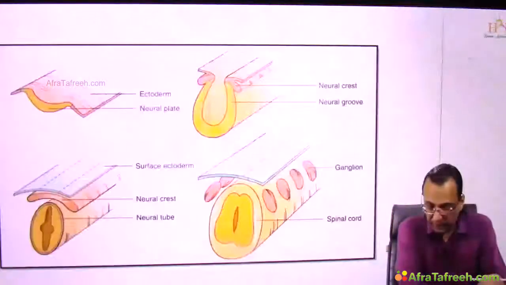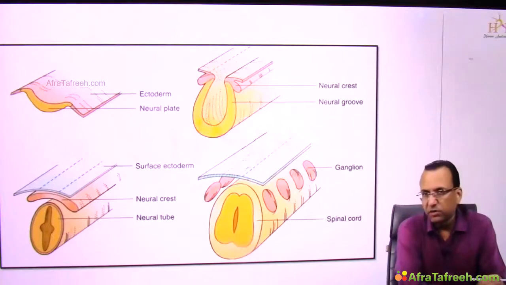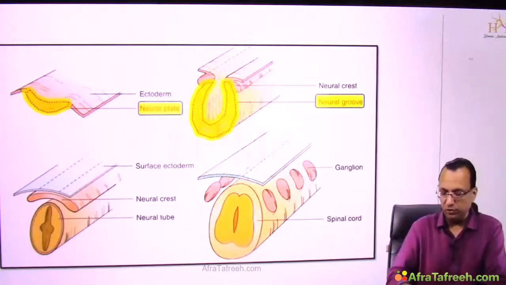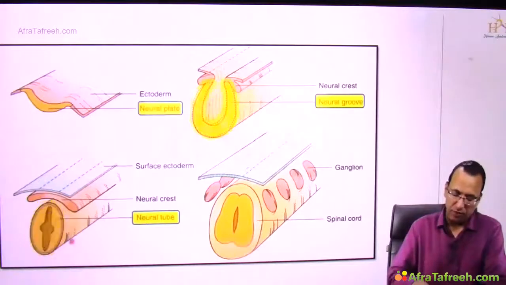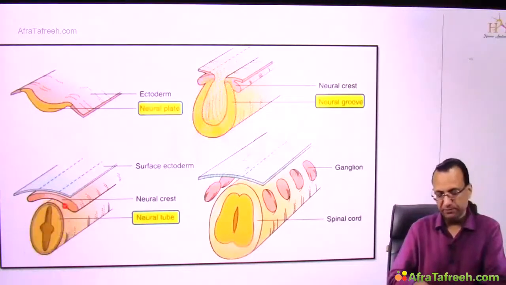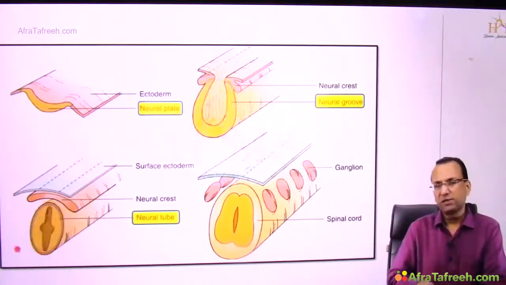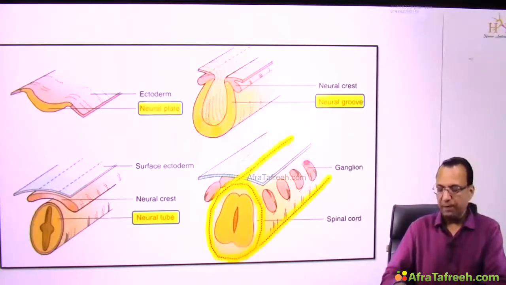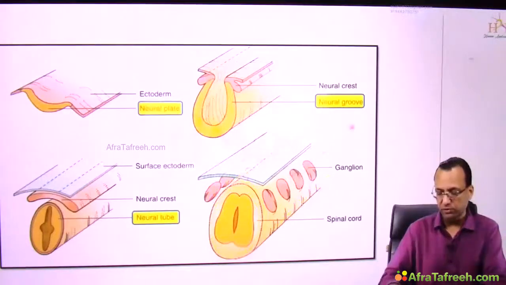Let's do that. If you remember, we have discussed earlier also, there will be a neural plate ectoderm and it will form a neural groove, and that neural groove will detach from the dorsal surface to become a neural tube, and that neural tube will form the central nervous system. Actually, this is a transverse section of neural tube. It's a long tube and the upper end is forming the brain, and the lower end is forming the spinal cord. So brain and spinal cord develop from neural tube, the CNS.